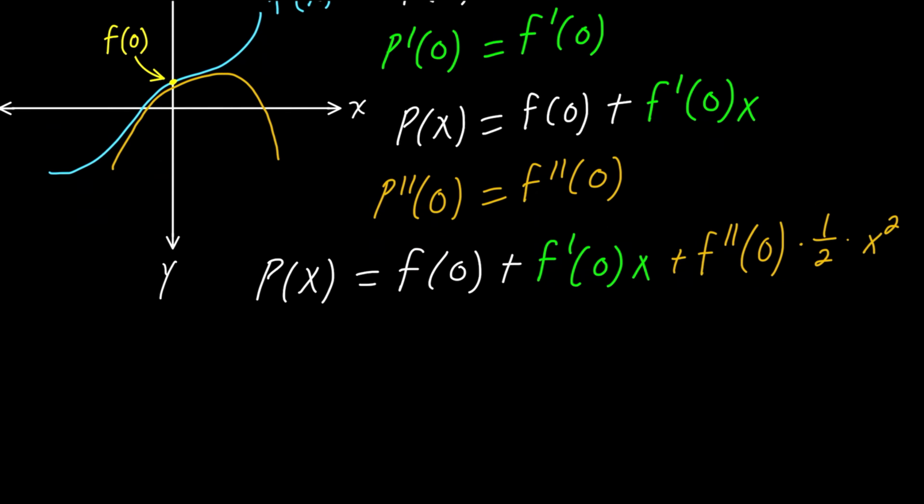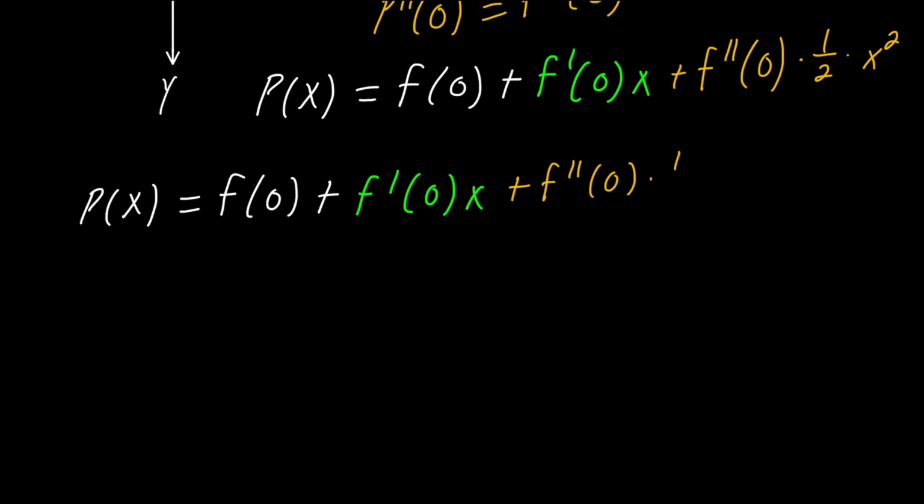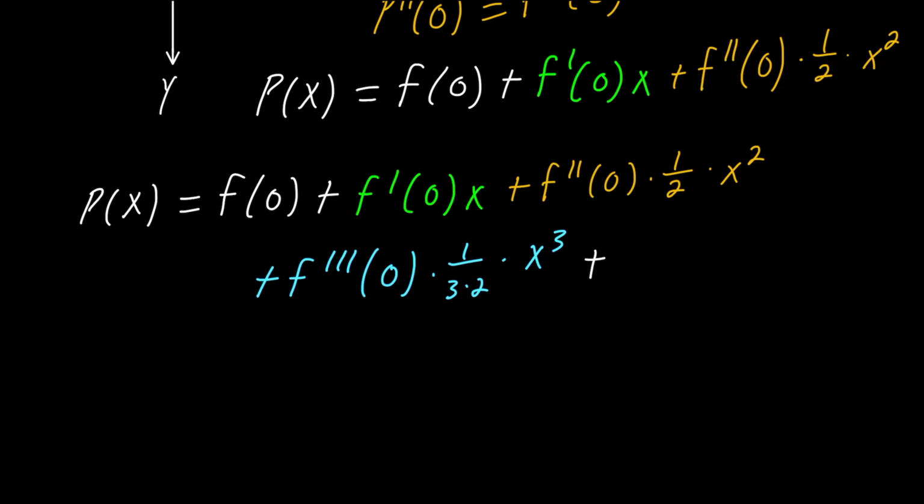So if we had a lot of time on our hands, we could write p of x equals f of 0 plus f prime of 0 x plus f double prime of 0 times 1/2 times x squared plus f triple prime of 0 times 1/3 times 2 times x to the third power plus f fourth derivative of 0 times 1 divided by 4 times 3 times 2 times x to the fourth power.